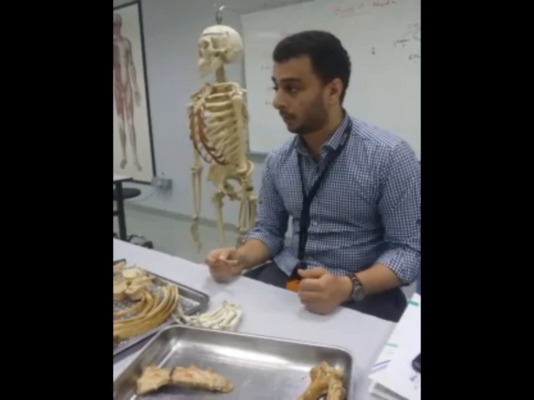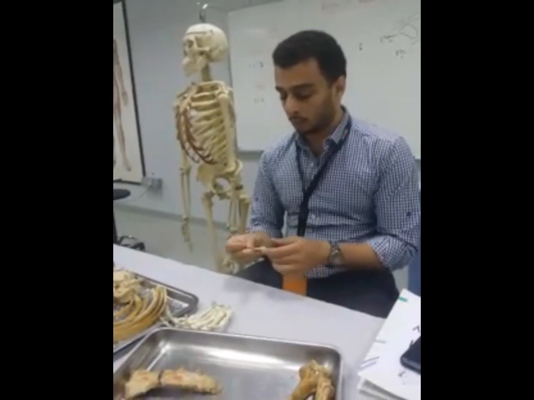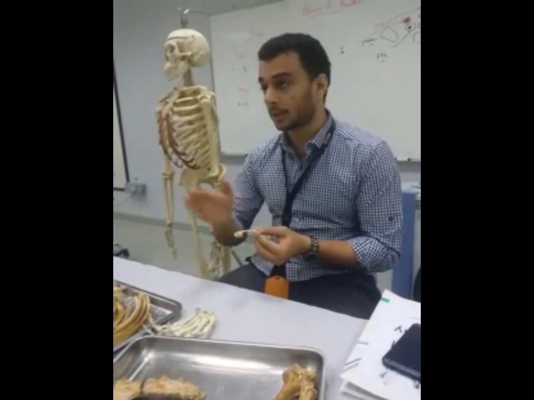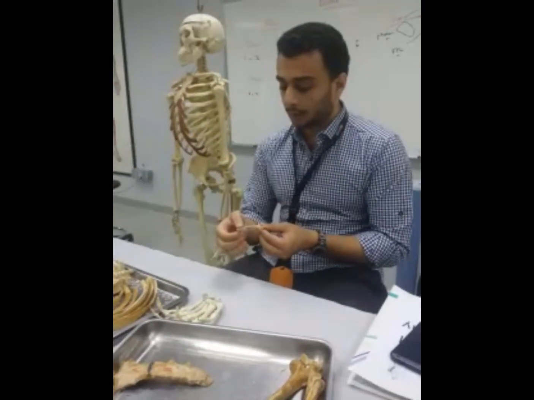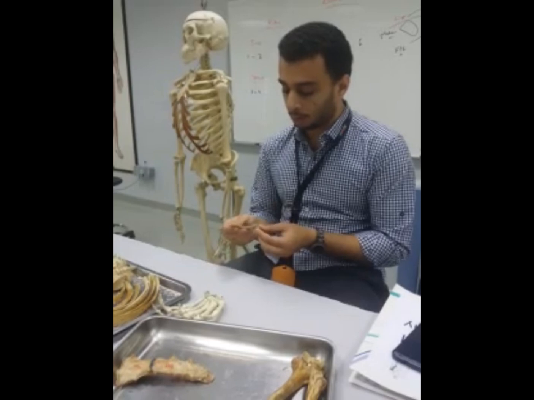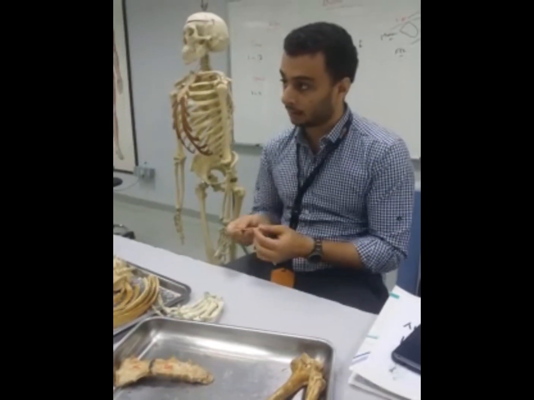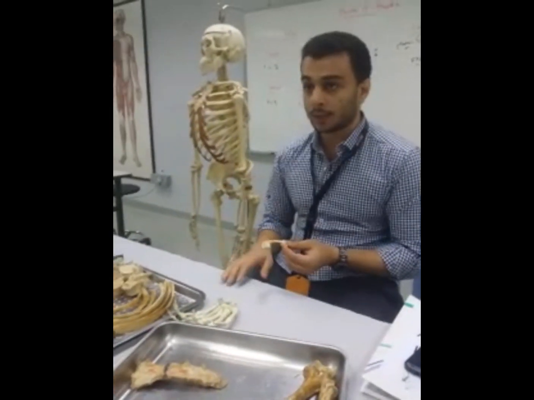How to know right from left? First, the rib must be convex outward, right? That's the first one. Number 2, the anterior end and the posterior end. The posterior end will be having the head and the facet. And finally, the superior surface and inferior surface.